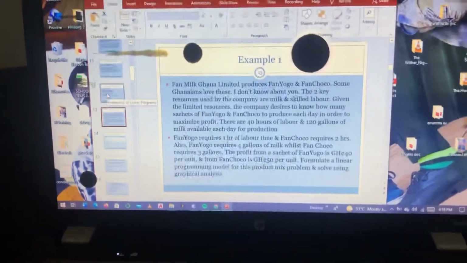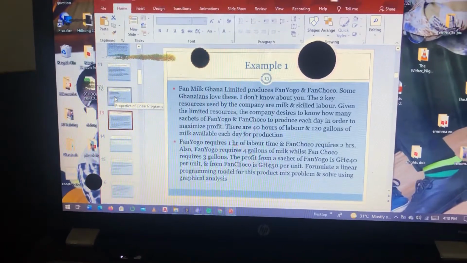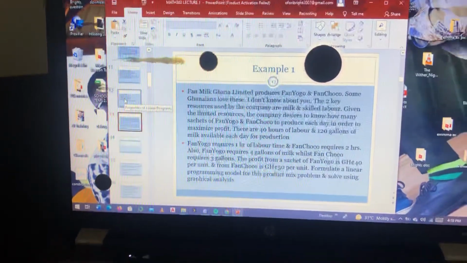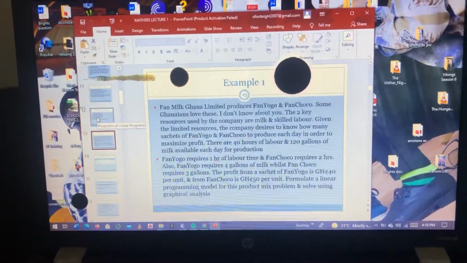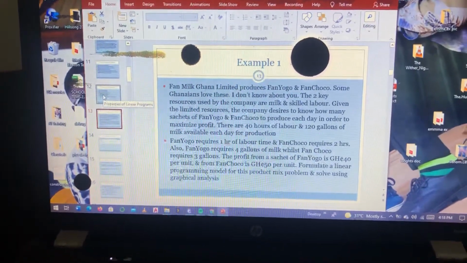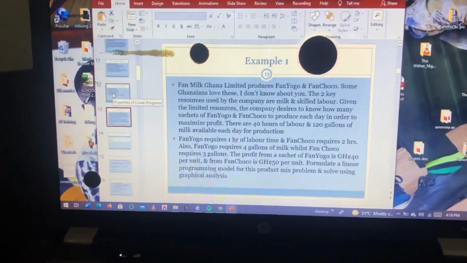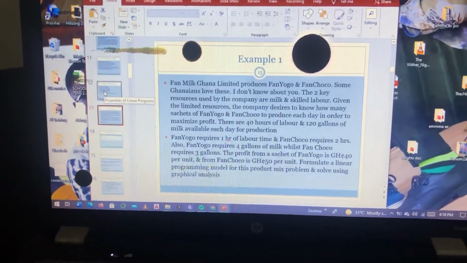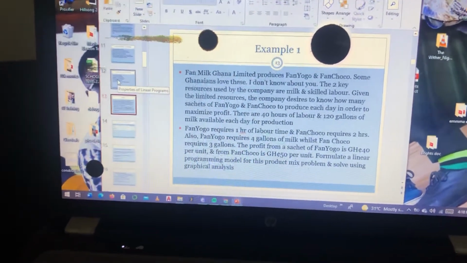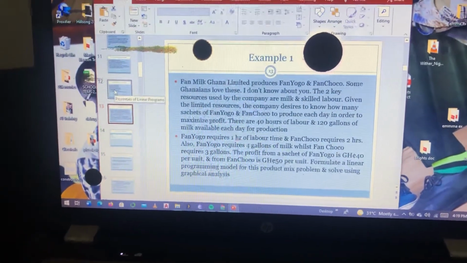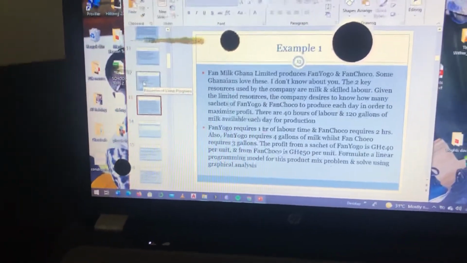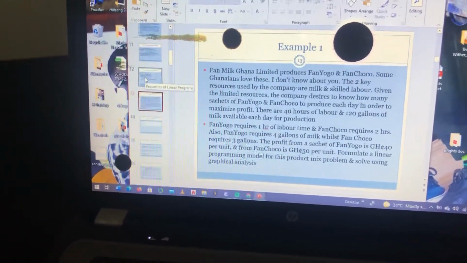So today we are going to look at operation research, and we are going to look at how to use the linear programming method to solve questions. And as you know, linear programming method can be used to solve problems in our companies, in our offices, in our day-to-day activities, and so on and so forth. So I'm going to give you an example, and I'm going to teach you how to use the linear programming method, which is the graphical method, to solve such questions or problems.